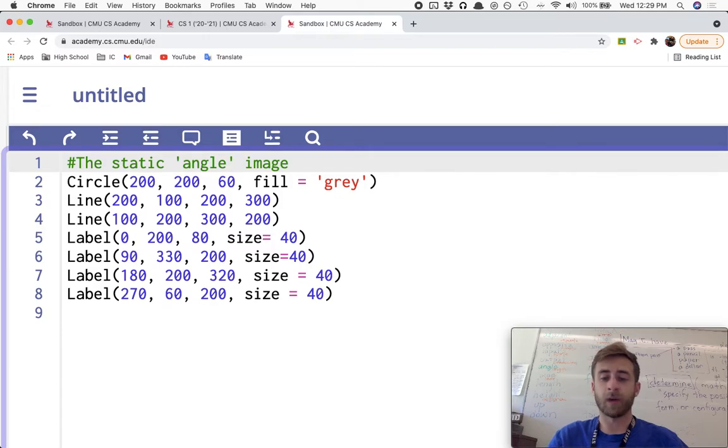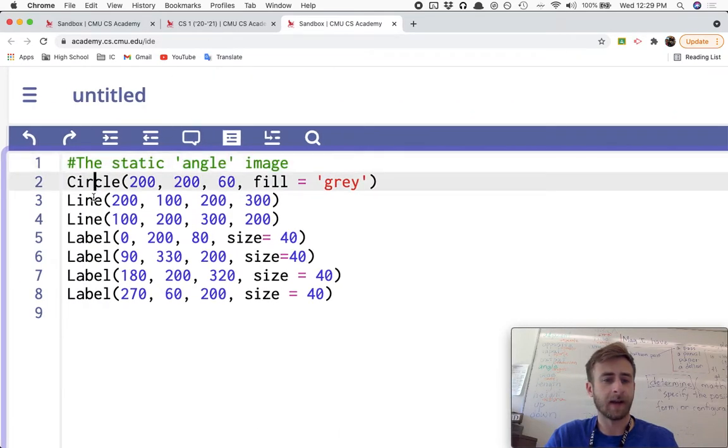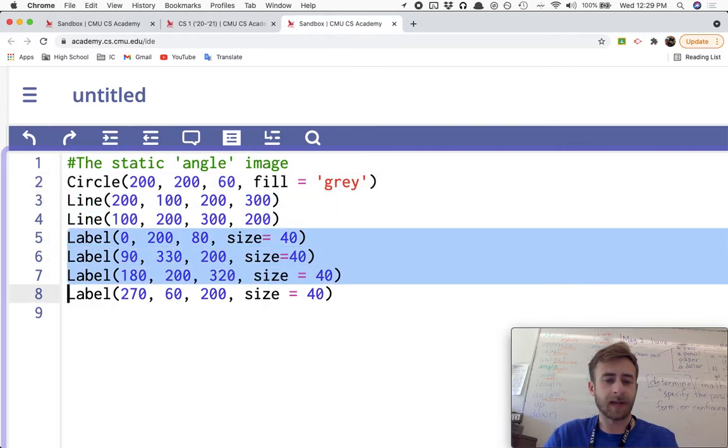So let's get into it. We're going to be talking about arcs and then a little extra thing like arrows on lines. What I've set up over here, you can see in the code, I made a circle, a couple lines, and then some labels over here.